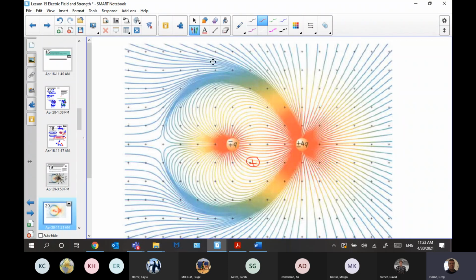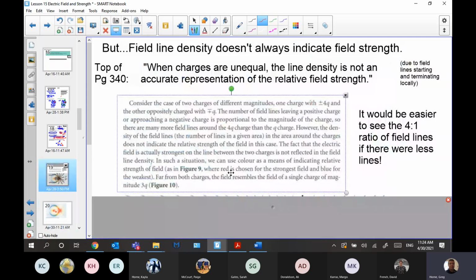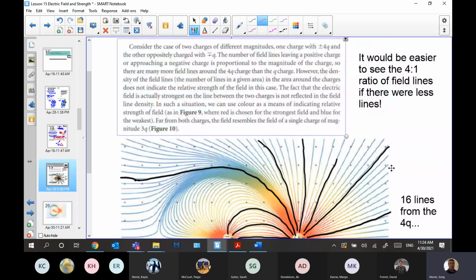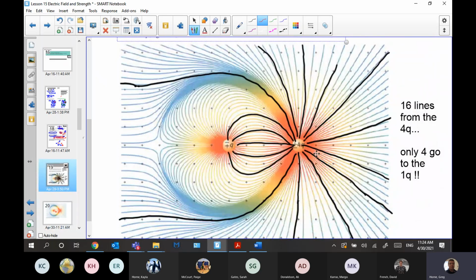Okay, but is that obvious in this diagram? No, it's not obvious in this diagram, but I was so happy when I managed to make sense of it. So this little thing down here, it looks like a scary insect. See it? What I did was I drew lines from the 4Q, roughly evenly about a 360-degree thing. And I actually drew 16 of them.